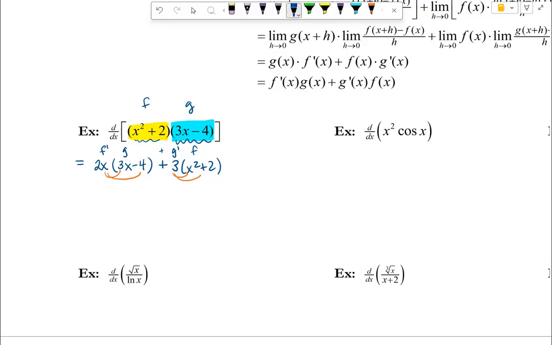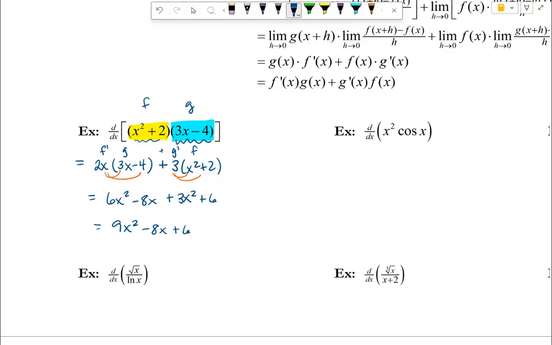So when we distribute, we would get 6x squared, so 2x times 3x, minus 8x. That's my first term, my first two factors distributed. Then we would have 3x squared plus 6. So now when I combine any like terms that I have, well, I have 9x squared minus 8x plus 6. So that is our derivative.